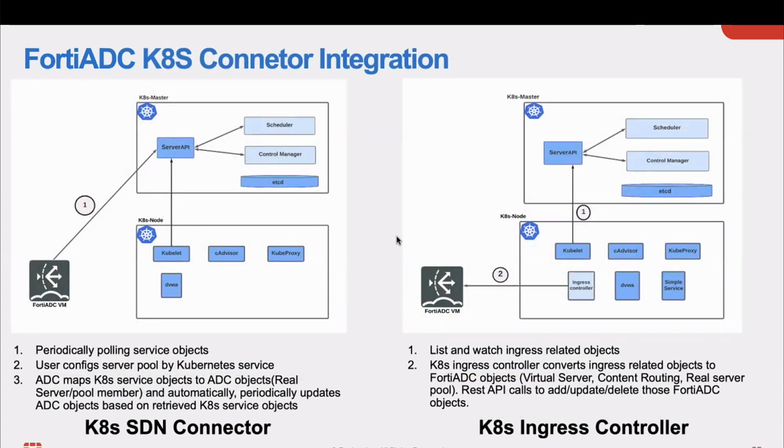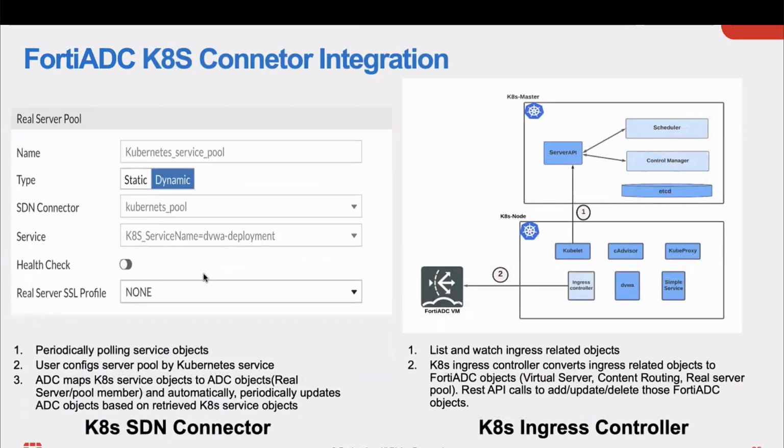I just put a slide again to show the differences one more time. The FortiADC is periodically polling and getting the information, making polling calls to the Kubernetes control server API, and the user will go back and create the information like the virtual server and the real server pool information. And if you see here, the service information is already dynamically pulled. But in the case of the Ingress Controller, it is converting the information since it's watching and listing the services or changes in the Kubernetes cluster, and FortiADC is getting updates in real time.